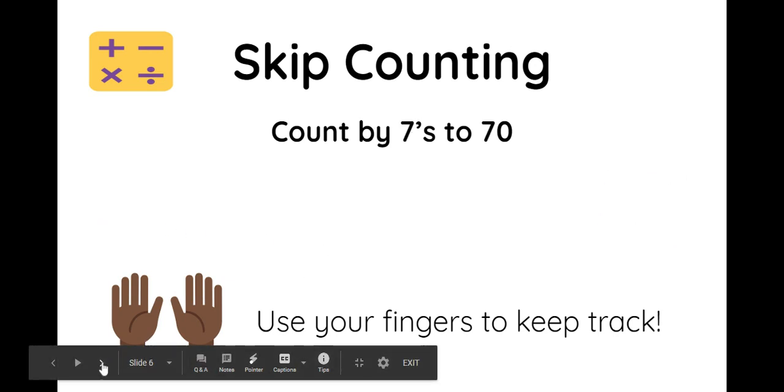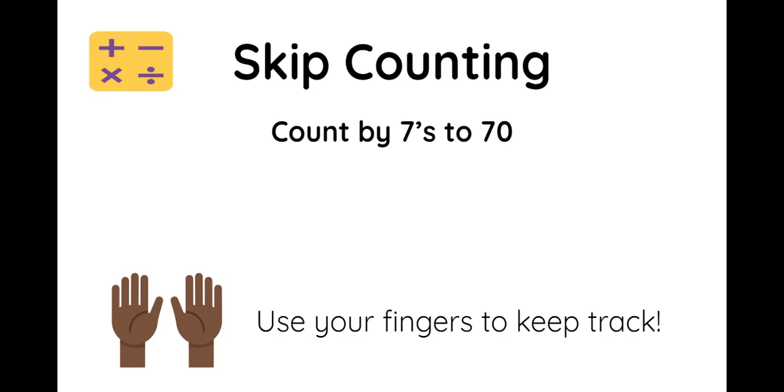All right. Next, we're going to count by 7s to 70. Same thing, start with 2 fists out, and every time we add a multiple of 7, you're going to add a finger. All right, ready?